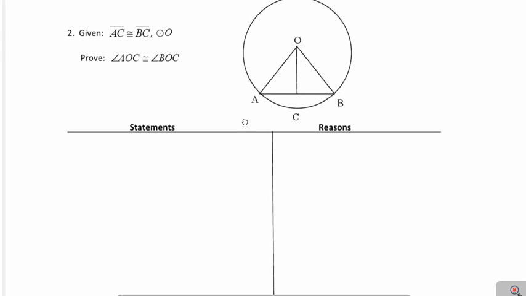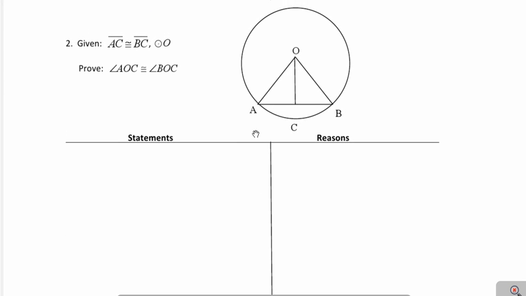Okay, let's take a look at another example of a two-column proof you may see in this chart. We have two givens. Segment AC is congruent to segment BC, so put tick marks on your diagram. And we're also given circle O. Recall that they give us that so that we know which point is the center point. So point O is the center of the circle. So let's start by copying down that first given. AC is congruent to BC. That is given.